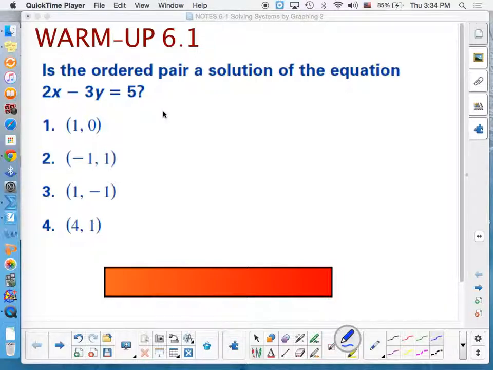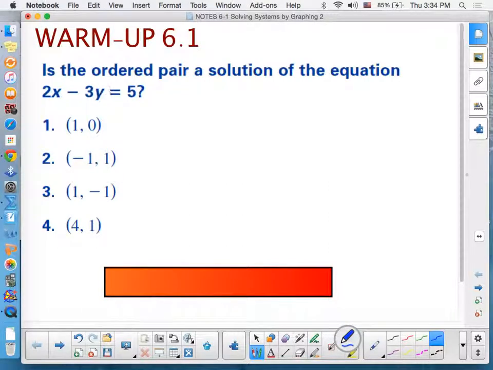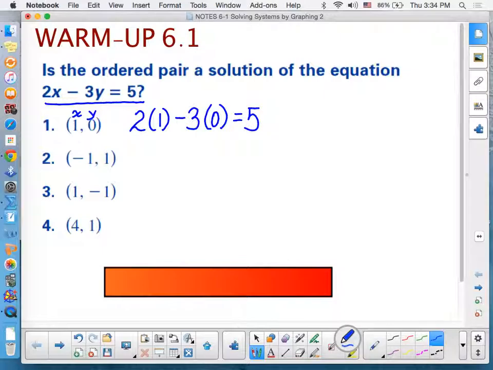So for the first one, I would take the equation 2x minus 3y equals 5, and I'm simply going to replace the x with a 1 and the y with the 0. So I'm checking if 2 multiplied by 1 minus 3 multiplied by 0 is equal to 5. What I know is that 2 times 1 is 2, 3 times 0 is 0, and 2 minus 0 is not equal to 5. So if the question is is (1, 0) a solution to the equation, the answer is no.